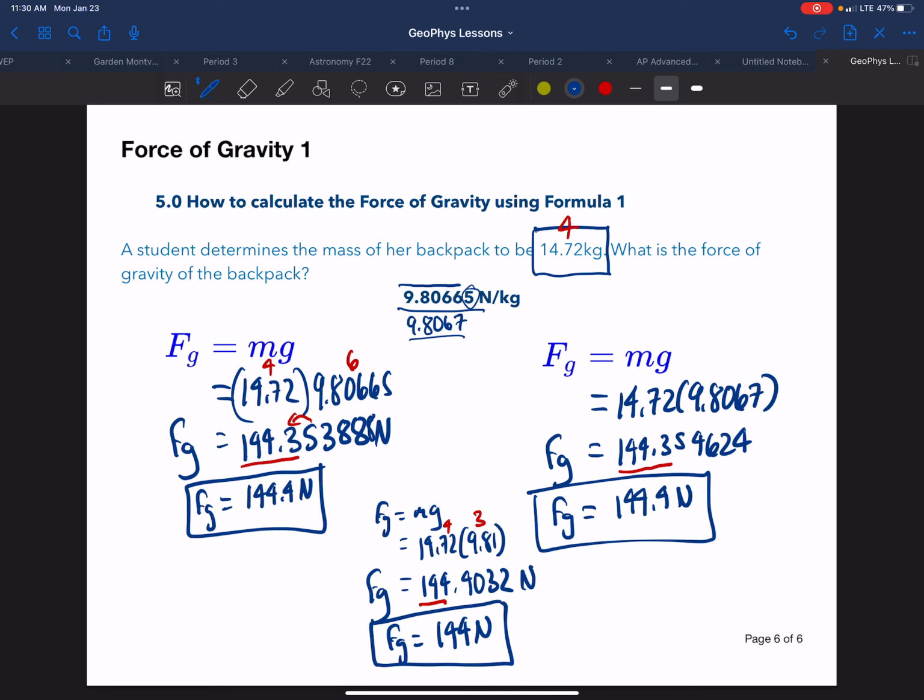So when we use a constant that has a smaller number of digits than our data, we will end up losing a level of precision. This, we know 10 times better using these techniques than these. We have 4 digits versus 3. So that's how we do a calculation using the force of gravity.